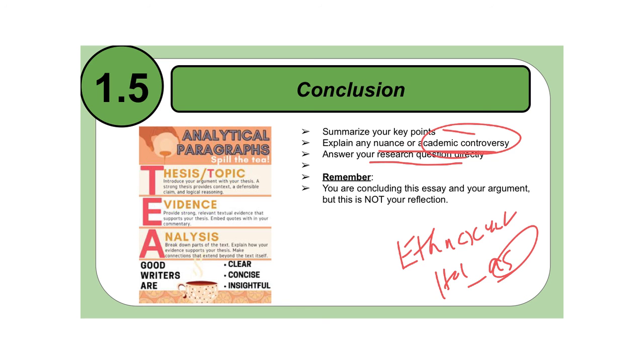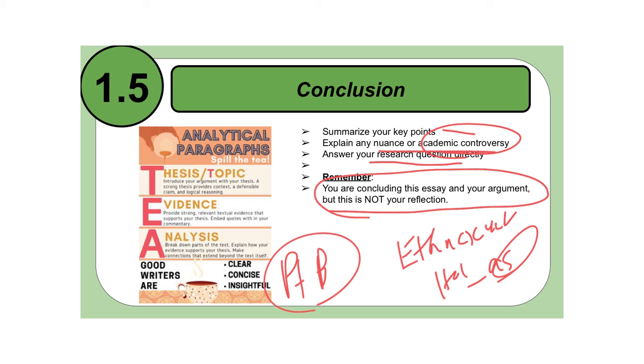So this concluding paragraph should just, again, forcefully reiterate your thesis statement and claim that you made in that last sentence of your first paragraph. Remember, you are concluding this essay and your argument, but not your reflection. This is just the conclusion paragraph of your part B. Okay, so this is how this part is going to go. This is not your reflection, so don't worry about that. We'll get to that later.